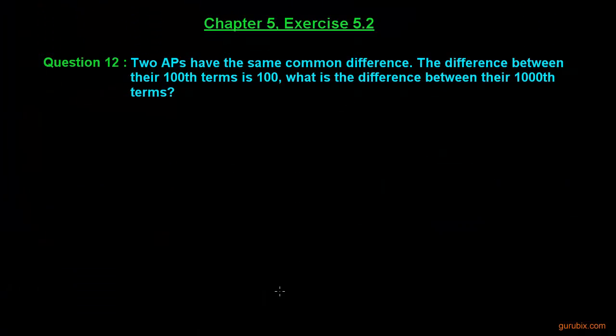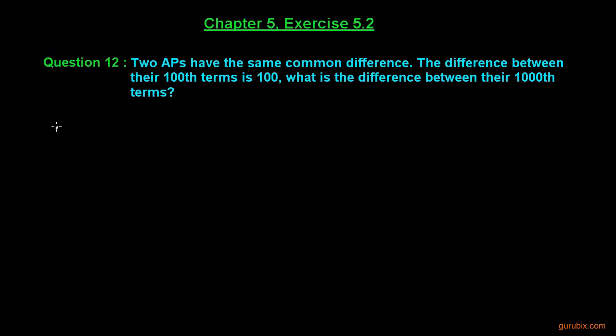Let us solve question number 12 of exercise 5.2 of chapter 5. This question says that two APs have the same common difference. This means there are two APs in this question, and the difference between their 100th terms is 100. And what is the difference between their thousandth terms? This is a very tricky question.